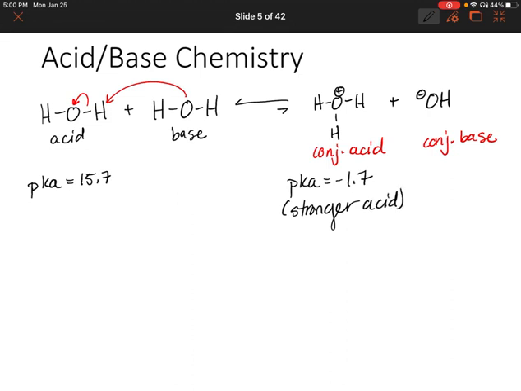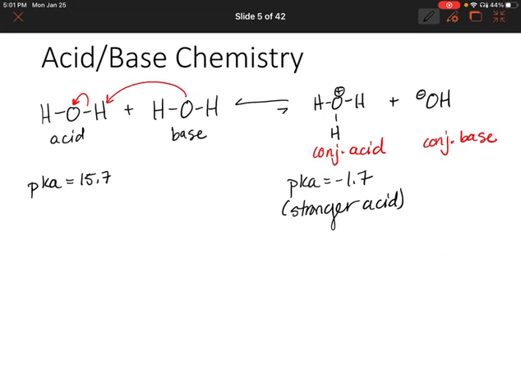So if you have a really strong acid, that means it's very reactive. It really wants to give up a hydrogen, and so the hydronium ion will want to react with the hydroxide ion to reform water. So that's why equilibrium highly favors the water molecules.